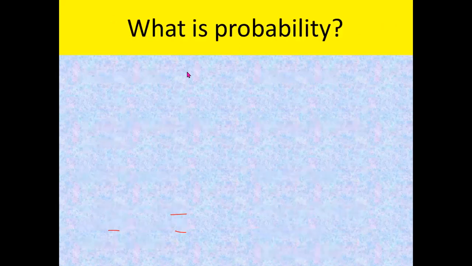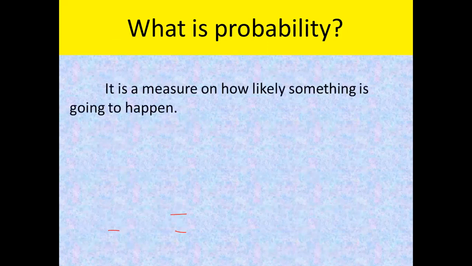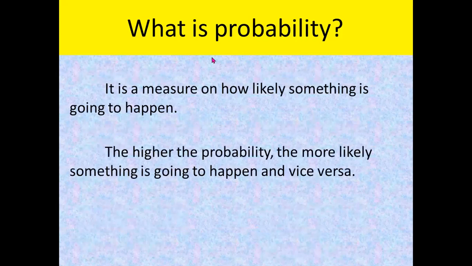We continue. What is then the definition of probability? Okay, Kaimuk, please read the definition of probability. It's a measure of how likely something is going to happen. The higher the probability, the more likely something is going to happen and vice versa.